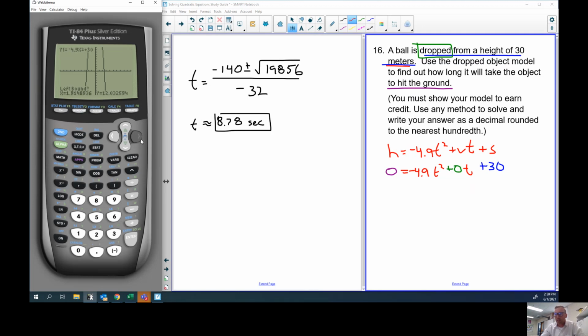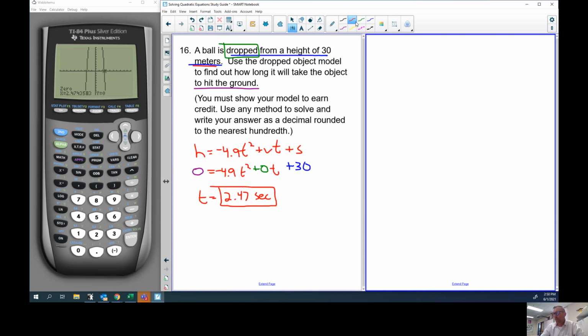Left bound. I want to get close to the intercept, but not go past it. So left bound, enter. Now I'll go past it. Right bound, enter. And then you hit enter one more time, and you got your solution. t is about 2.47 seconds. Pretty neat little trick, right? 2.47 seconds. Now, what's the other way we could use to solve this?